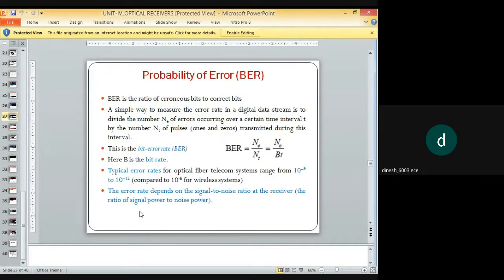The bit error rate is the ratio of erroneous bits to correct bits. A simple way to measure the error rate in a digital data stream is to divide the number of errors occurring over a certain time interval t by the number of pulses transmitted during that interval. So this is called bit error rate.